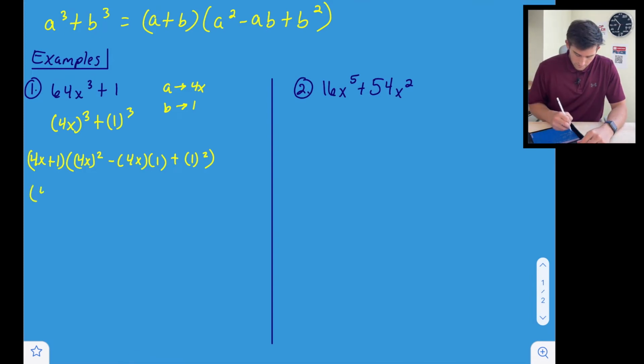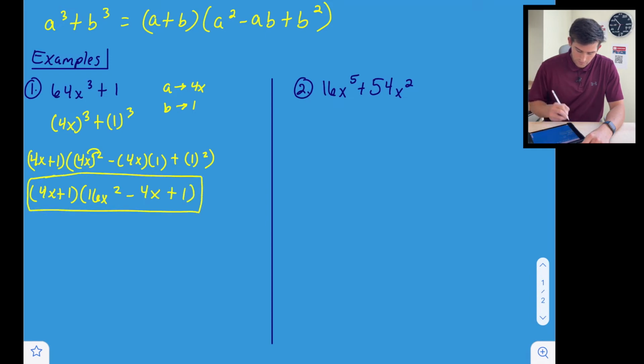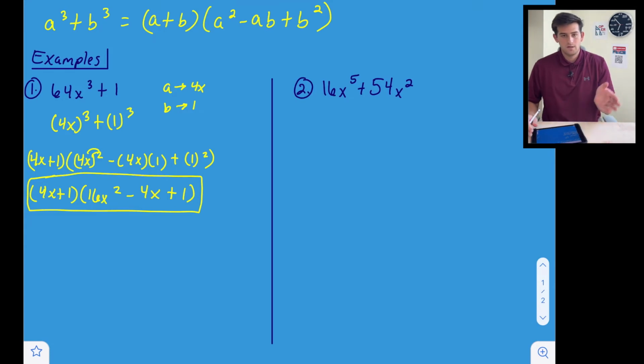So now we have 4x plus 1, and now we're going to simplify in here. So 4x raised to the power of 2 would be 16x squared. 4x times 1 would be minus 4x, and then 1 squared is 1. So this would be our final factored form for that sum of two cubes. So 4x plus 1 times 16x squared minus 4x plus 1. Let's take a look at the next one.